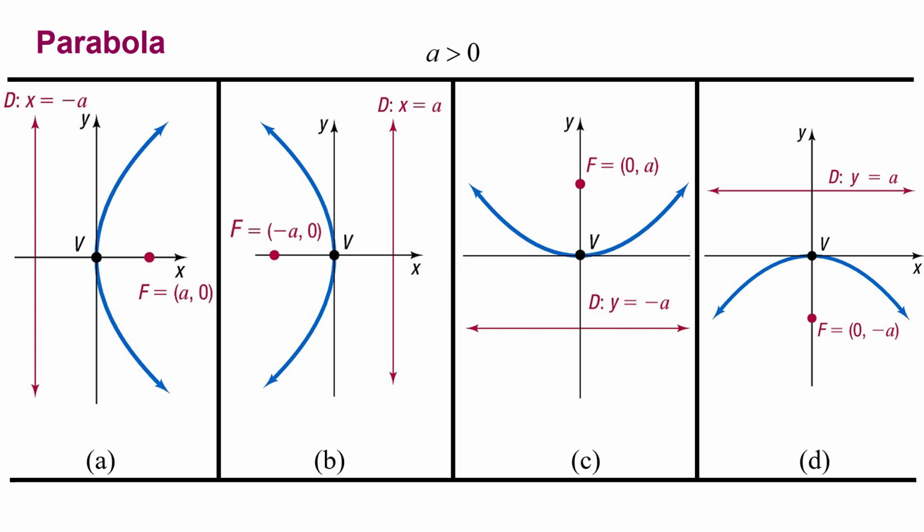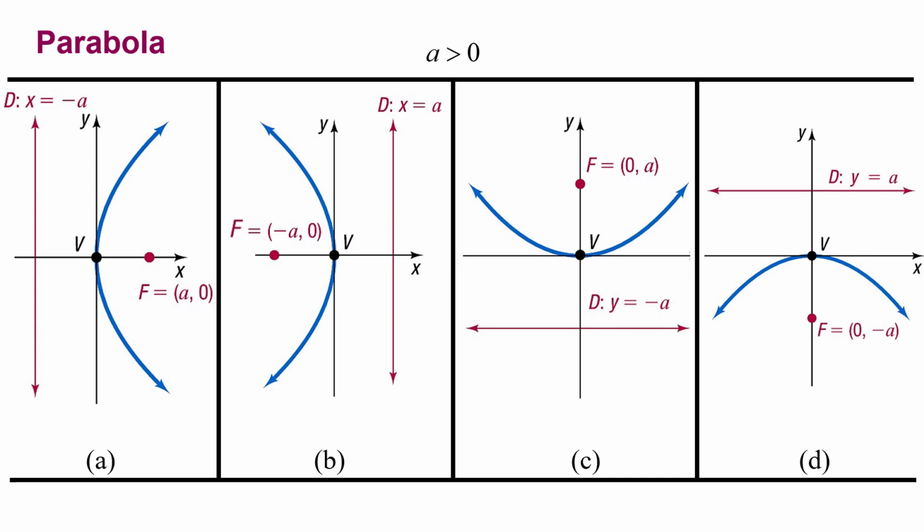Figures C and D place the vertex at the origin, and the parabola either opens up or opens down, respectively. Note that in figure C, the parabola opens up, and the focus is on the positive y-axis. In figure D, the parabola opens down, and the focus is on the negative y-axis.